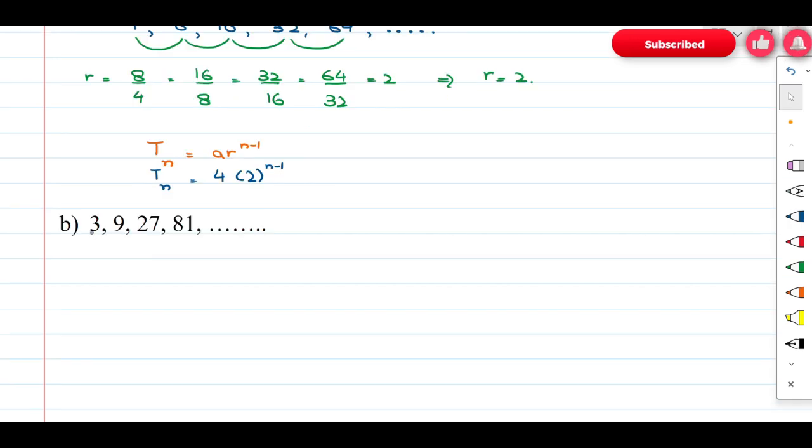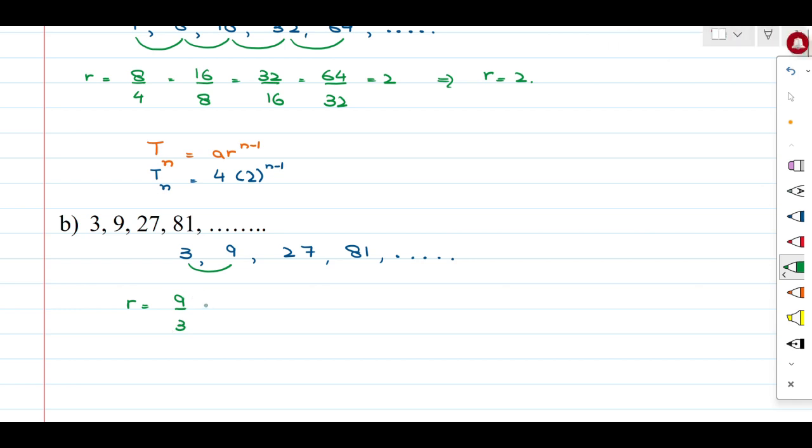All right, now the next sequence is 3, 9, 27, 81, and so on. Now we need to figure out its common ratio again. Let me write down the sequence, which is 3, 9, 27, 81, and so on. Okay, now let me solve the common ratio. The ratio between 3 and 9 is 9 by 3, which is 3. 3 times 1 is 3, 3 times 3 is 9. So 3 is the common ratio.